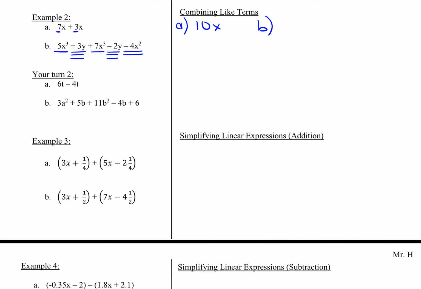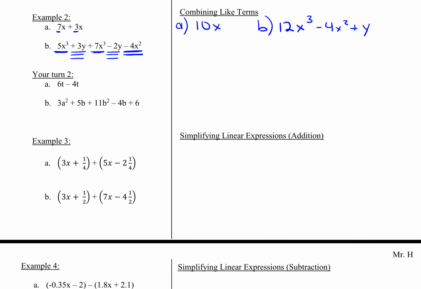So let's look at our x cubed terms. Again, we have 5x cubed and 7x cubed. If I add 5 and 7, that means I have 12x cubed. Next is going to be my minus 4x squared. We already said there's no other term to combine with that. And we have our y terms, 3y and a negative 2y, which gives us a positive 1y, or just leave that as y. Go ahead and pause the video here and try the your turn 2 problems.